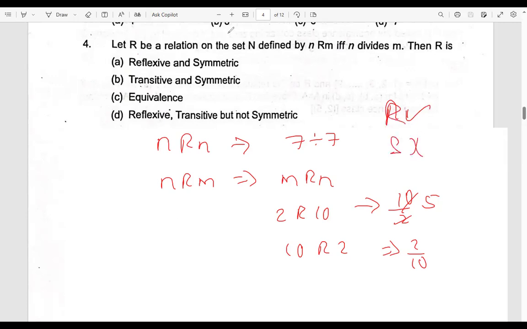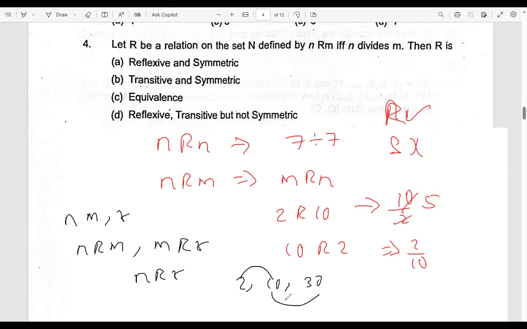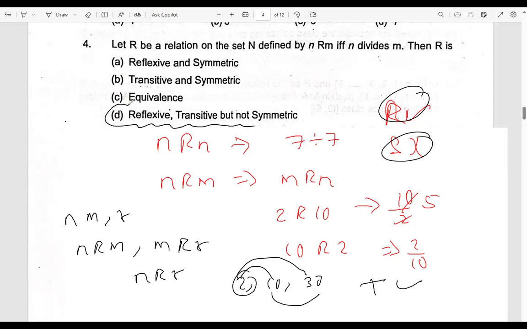Let's figure out the transitivity. If I take n, m, and r, and if n divides m and m divides r, clearly n divides r as well. Like if I take 2, 10, and 30, 2 divides 10 and 10 divides 30, it also implies that 2 divides 30. So it is transitive. So it's reflexive as well as transitive, but not symmetric. Therefore, we can say that D is the correct answer for this.